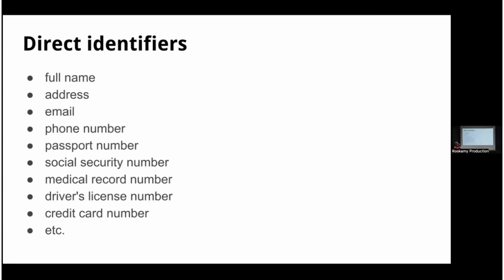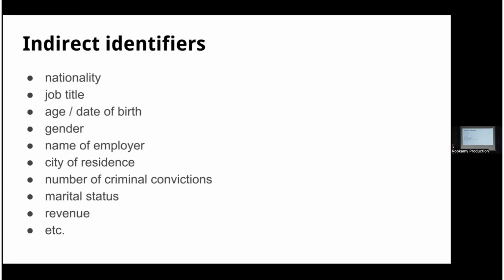Some examples from the ISO standard about direct and indirect identifiers. So direct would be like full name, address, email, phone number, social security number, credit card number, and so on. For indirect, it can be your nationality, religion, gender, job title, city of residence, marital status, even your revenue can be an indirect identifier. So this just gives you an intuition.